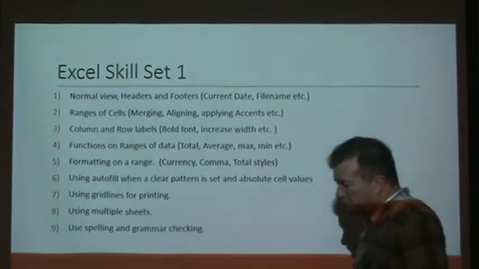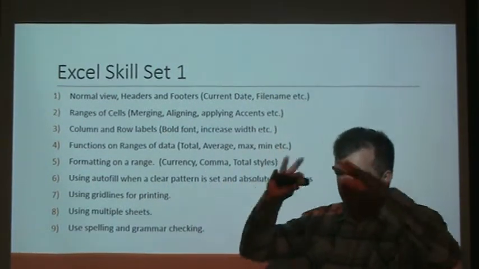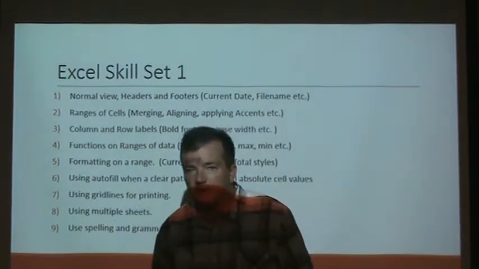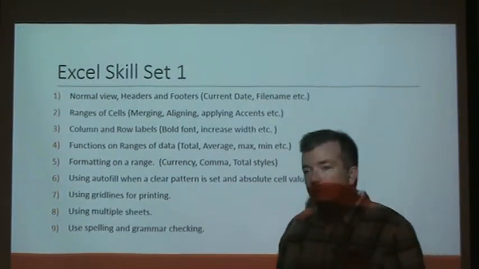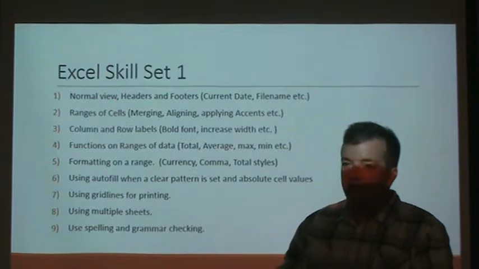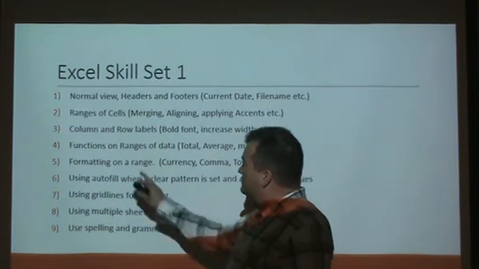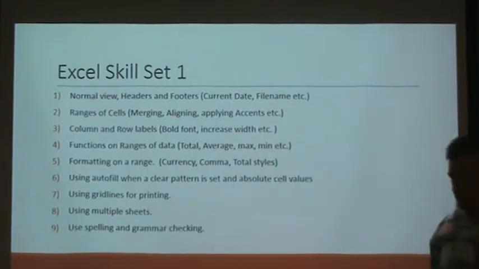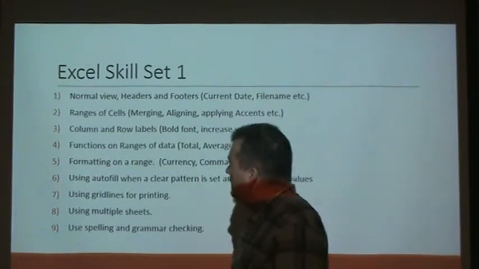Excel is mostly squares inside a bunch of rectangles. And in each of the rectangles, you could either put words, type in text, you could put numbers in those cells, and you could also put in formulas to do computation based on data in other cells. So we're going to look at ranges of cells. We're going to be able to merge cells, align cells, and apply accents, very similar to Word, so it's good that we have those skills from Word.